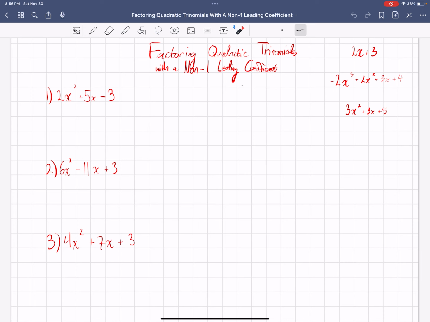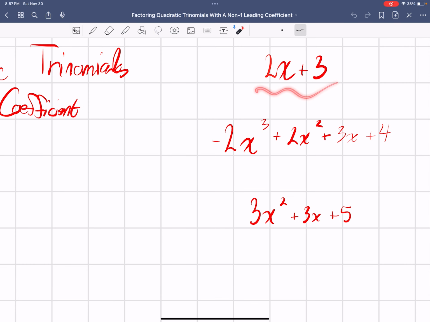Before we get started, some terminology. Quadratic means second degree, where the highest exponent is a 2. So this first term, the highest exponent is a 1, so we'd say this is linear. This second expression, the highest exponent is a 3, it's a cubic, but the third is a quadratic because the highest exponent is a 2.